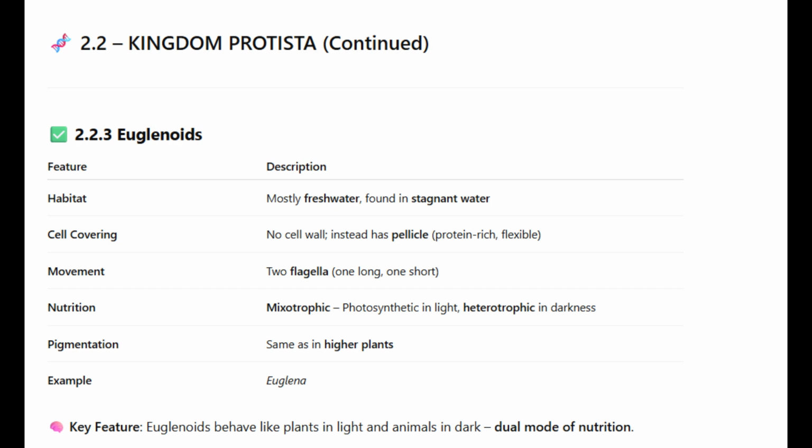This gives them a flexible, almost animal-like movement. They possess 2 flagella, one long and one short, which they use for movement. You'll often see them darting around under the microscope like little torpedoes. But here's what makes euglenoids truly unique: their dual nutrition mode. In sunlight, they act like plants, photosynthesizing, thanks to pigments similar to those found in higher plants. But in the absence of light, they switch to being heterotrophs, feeding on smaller organisms. This flexible behavior is called mixotrophy.